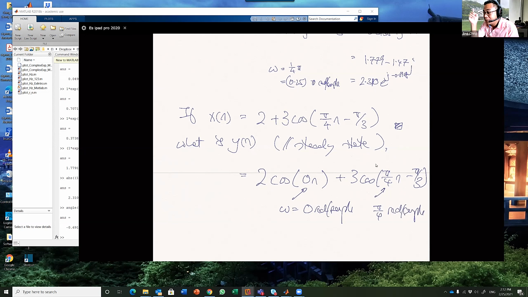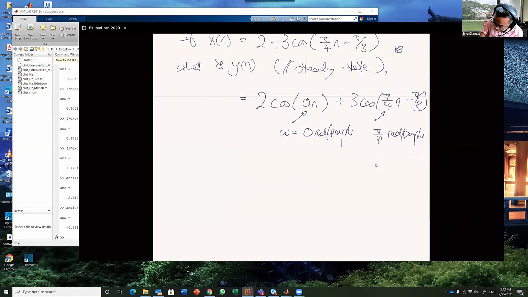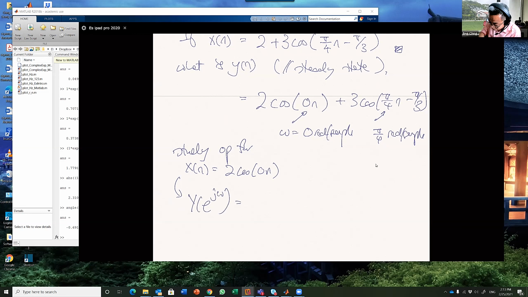So we have 2 signals going in. And because the system is linear, we can study the output independently. So we study the output for x of n equals 2 cosine 0n. So the output y of n is, actually, Y of e^jω is equals to, what do you think I'm going to write, guys? Something times X of e^jω. H of e^jω. Correct.